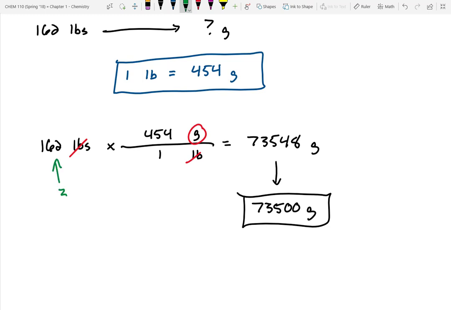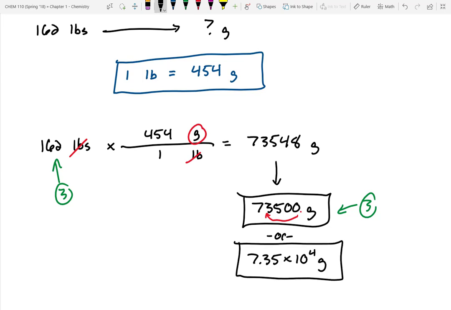So like I said, we follow these rules. This one has 3 sig figs, 3 sig figs. What's another way of writing this? Scientific notation. So then we could say 7.35 times 10 to the what? So if we take this imaginary decimal, move it 4 spots over, we get 10 to the 4th grams. Either one of these is appropriate because they both have the same number of sig figs, and you can write it either way. It doesn't matter.